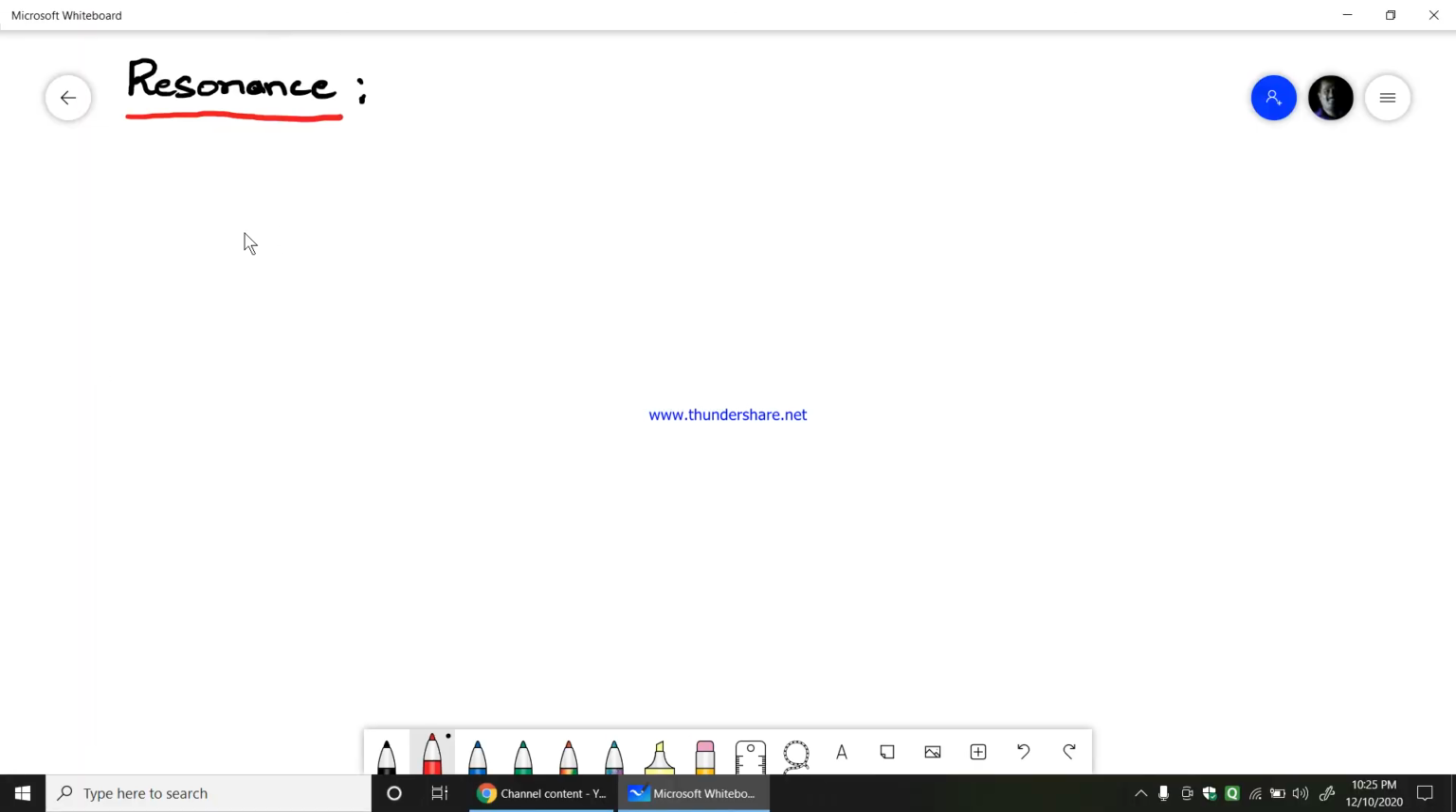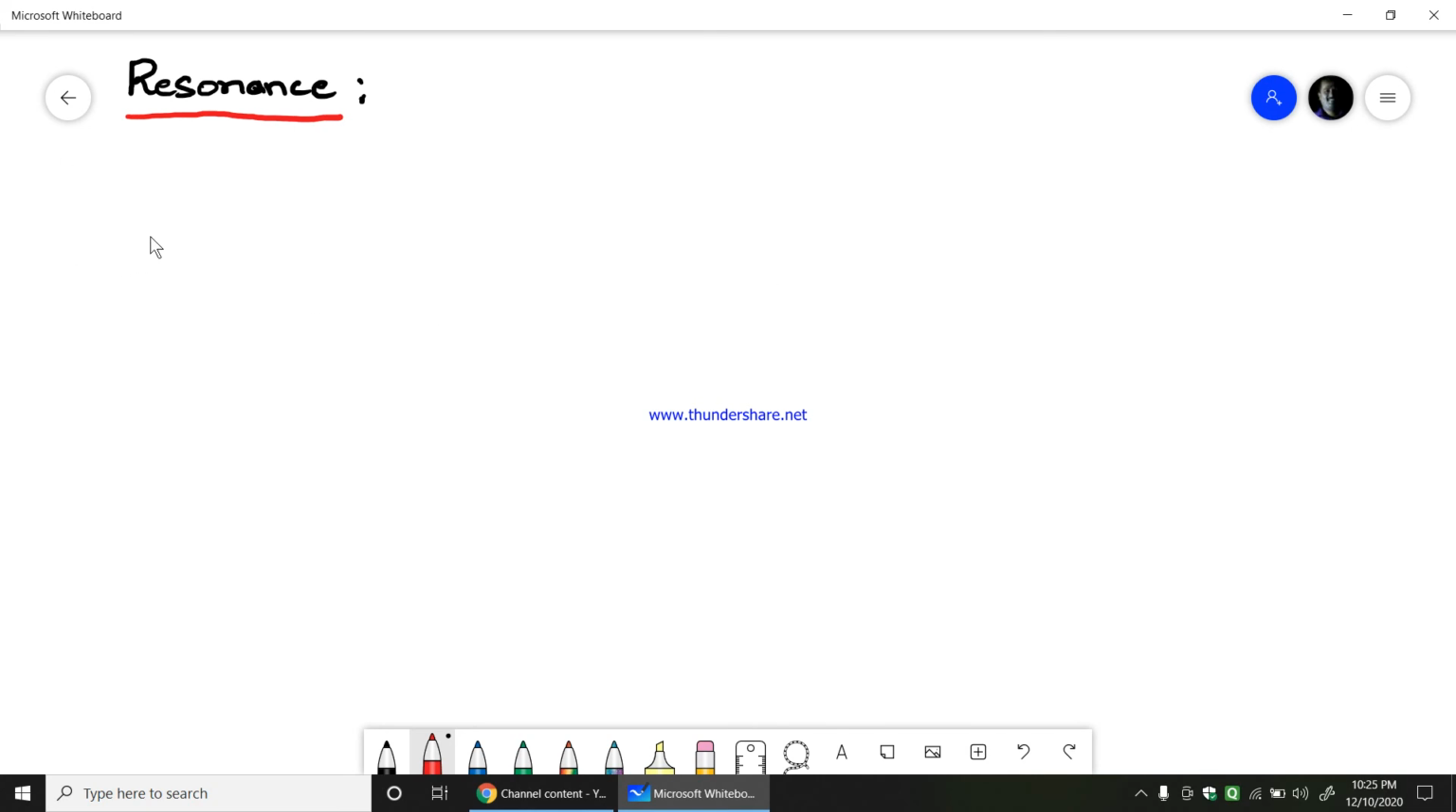So, what is resonance, and what would be the benefit of resonance in electrical circuits? Resonance is also a very important concept that we learn even in the communication field, like in antenna design. Wherever you go, resonance comes in as a very important aspect. So let us learn what resonance is.